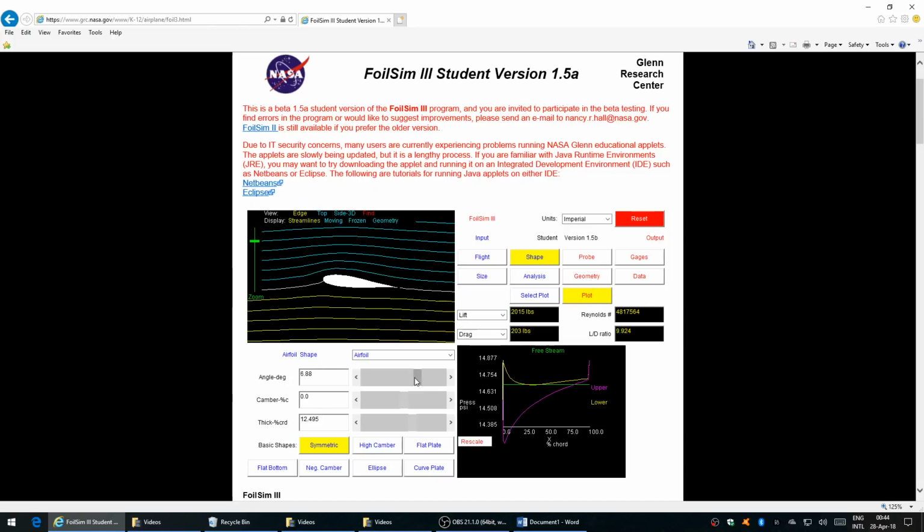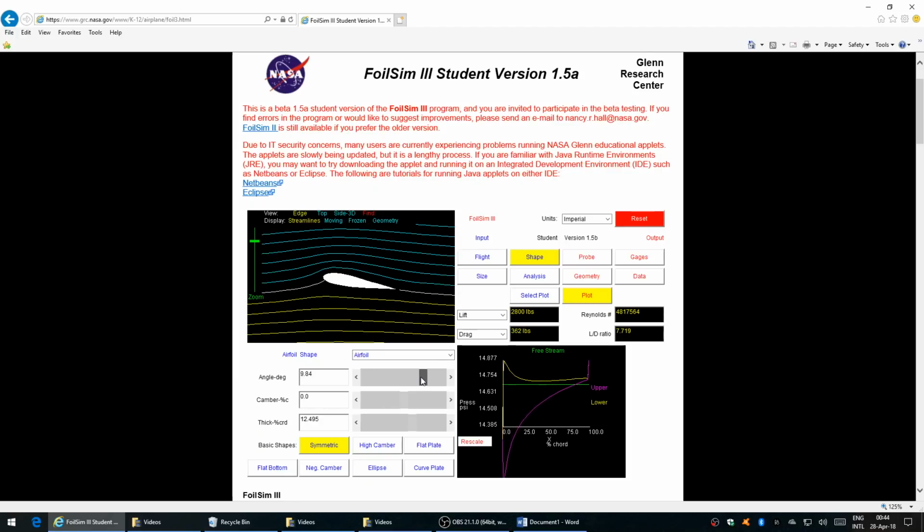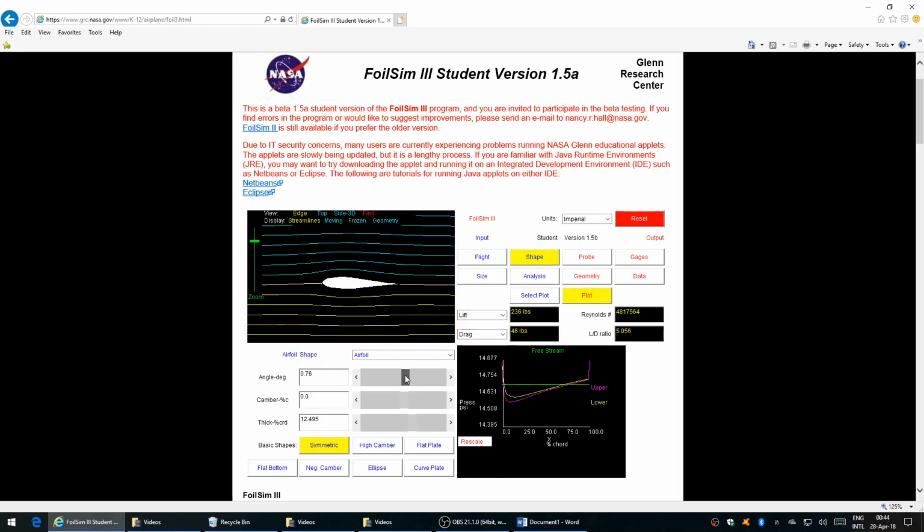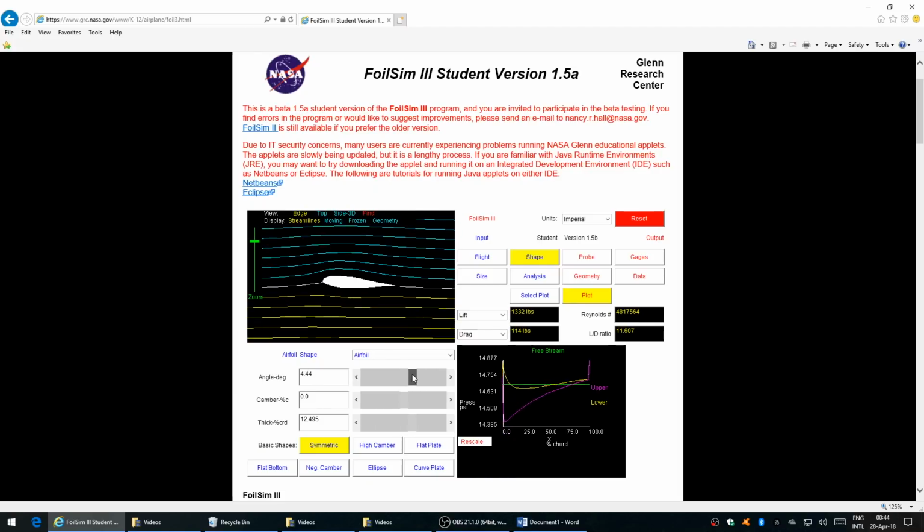Now, if I increase the angle of attack too much, it breaks away, and it is that breaking away of the airflow because the angle of attack is excessive that is known as an aerodynamic stall. If we reduce the angle of attack, we recover from the stall.